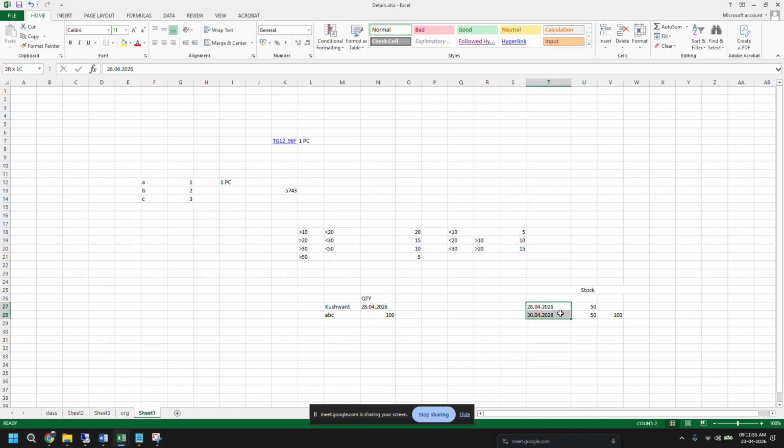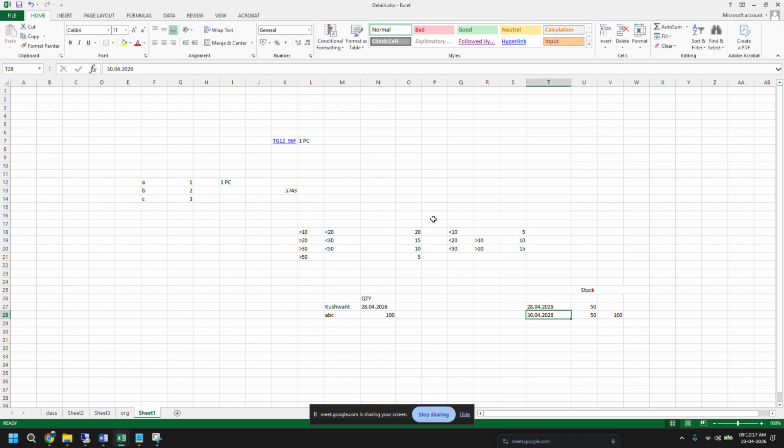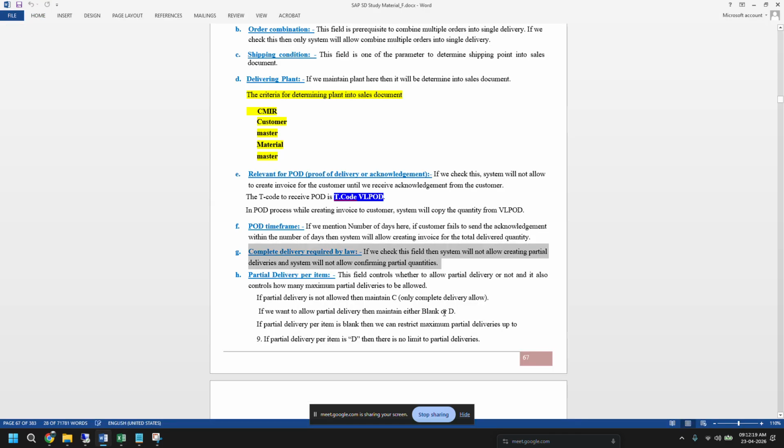So this is your partial delivery. If you deliver a partial quantity on different dates, and if the customer doesn't agree to partial delivery, then you have to take a date on which you can deliver the full quantity. In our case, it will be the 30th. Clear? So this is also a checkbox here, whether the customer wants a complete delivery or is agreeing to the partial delivery. So next we have.